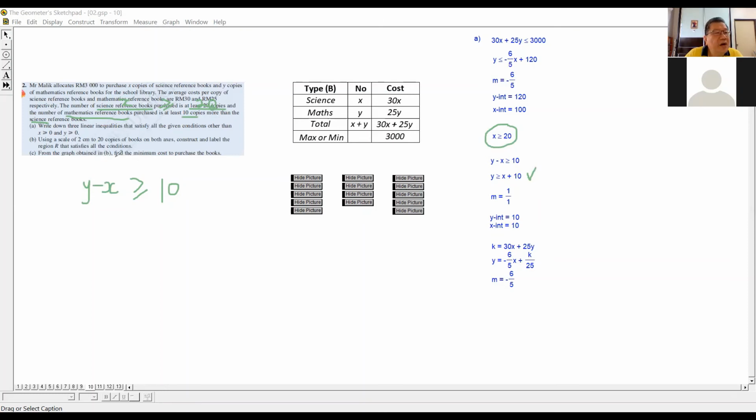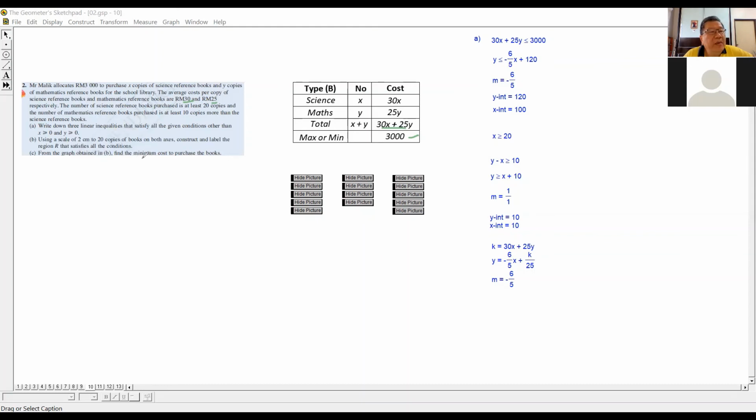Lastly, it is the cost, right? The cost of reference book, science 30, maths 25. So this is the cost, and we have only 3,000, so it must be less than 3,000. Or this one already mentioned. Okay, so this one mentioned earlier already.